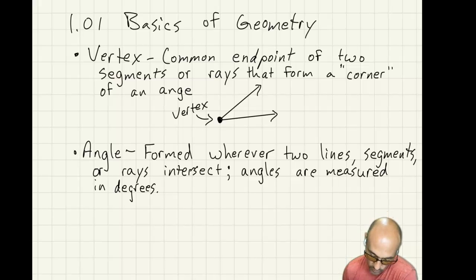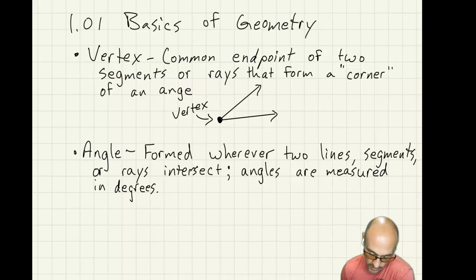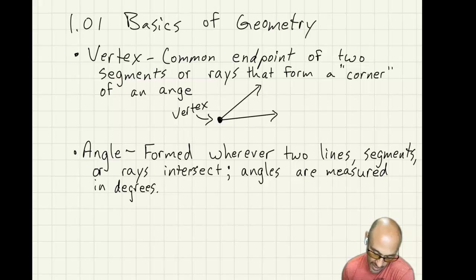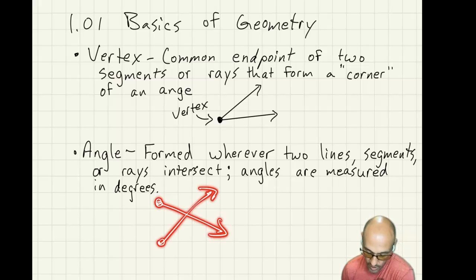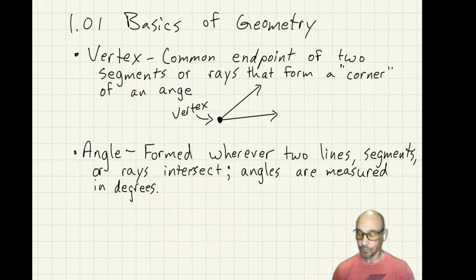So two lines would look like that. And there are actually four angles there. One here, one there, one there, one there. Two segments. So you could actually have just segments. And it's actually much the same all there. Notice segments have those endpoints. And rays, and you can have something like this. You could also have something like this where you have a ray and a ray like that. So there are different ways that these angles can occur.